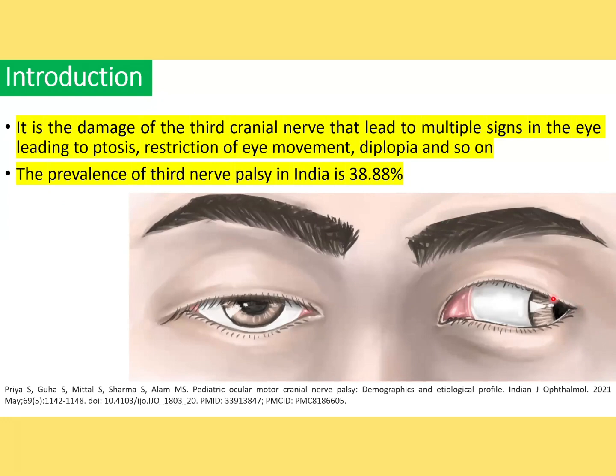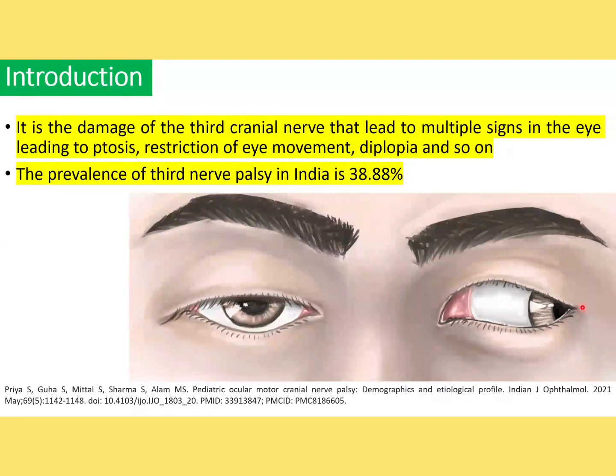So in this presentation on third nerve palsy, I will explain all about it, exploring its pathway, causes, and diagnostic approaches as well. As I told you earlier, and telling you again, it is the damage to the third cranial nerve, that is the oculomotor nerve. If damage happens to the oculomotor nerve pathway, that leads to multiple signs, which I will discuss in later slides.